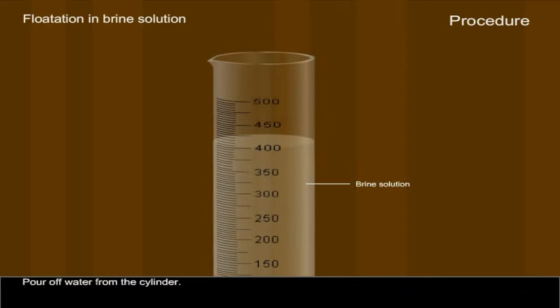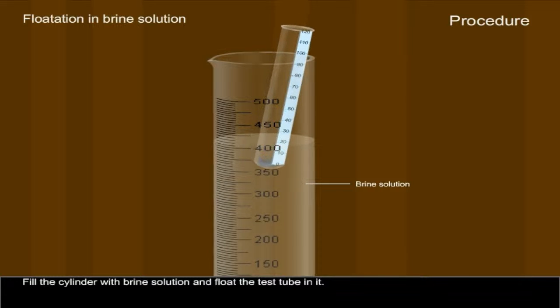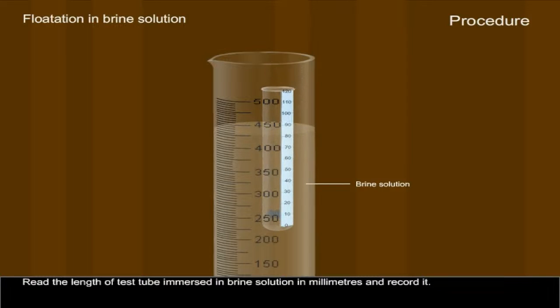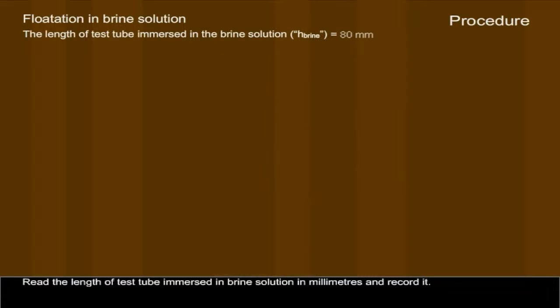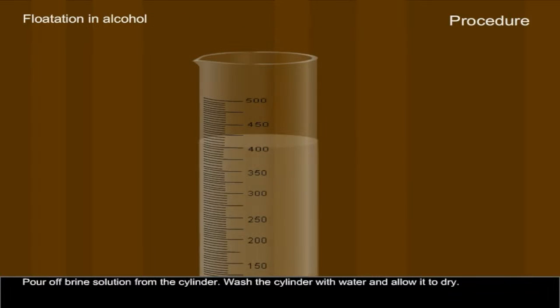Pour off water from the cylinder. Fill the cylinder with brine solution and float the test tube in it. Read the length of the test tube immersed in brine solution in millimeters and record it. The length of test tube immersed in the brine solution, H brine, is equal to 80 mm. Pour off the brine solution from the cylinder. Wash the cylinder with water and allow it to dry.